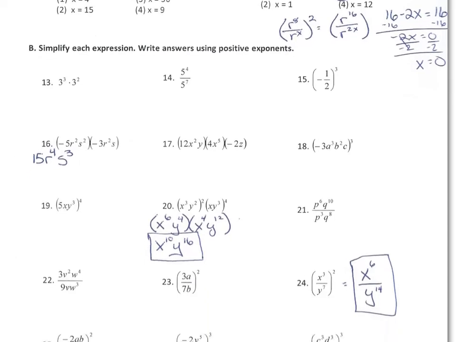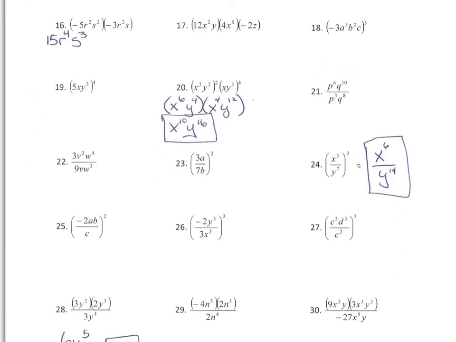Moving on to number 16. Number 16, I am multiplying two terms here. And you just multiply the numbers together and the variables together. So negative 5 times negative 3 is 15. r squared times r squared, add exponents, 2 plus 2 is 4. s squared times s, again, add exponents, s cubed.